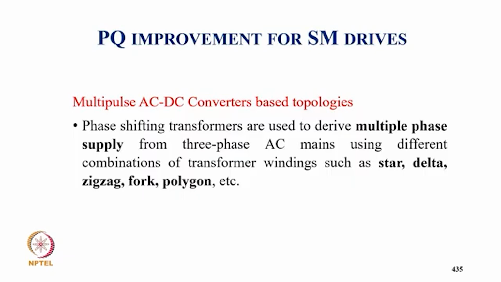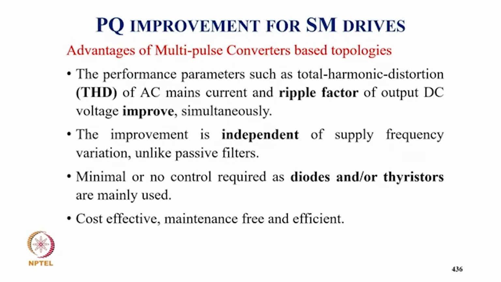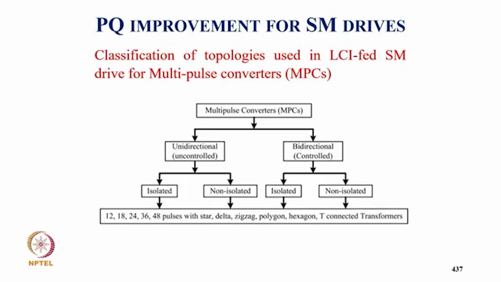Coming to the multipulse AC/DC converter, a phase shifting transformer is used to derive the multi-phase supply from the 3-phase AC mains using different combinations of transformer winding: star, delta, zigzag, or polygon, etc. The advantage of multipulse topology is that performance parameters such as total harmonic distortion of AC mains current and ripple factor of the output DC voltage improve simultaneously. The improvement is independent of supply frequency variation, unlike the passive filter, and minimal or no control is required as diodes or thyristors are mainly used. It is cost-effective and maintenance-free.